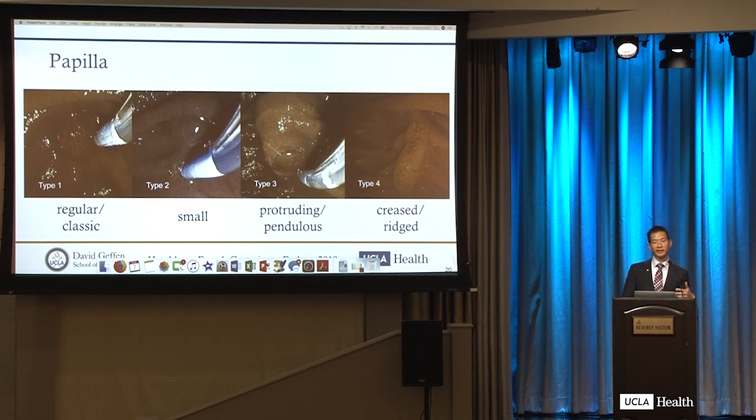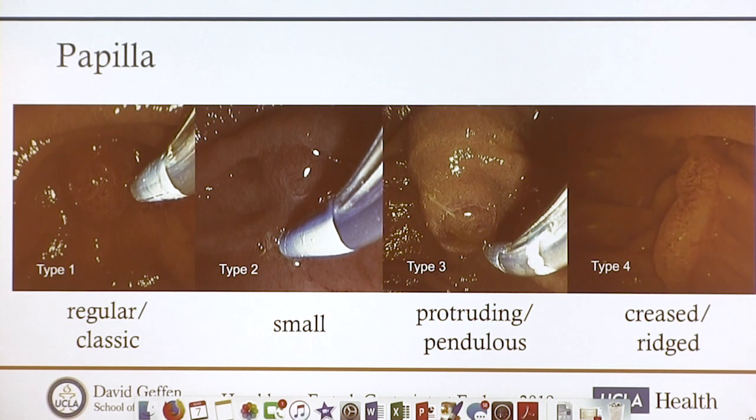They tried to classify different types of papillas to determine if they had a bearing on how difficult biliary cannulation was. So they defined the papilla as 4 different types. You have the regular classic type 1, the type 2, which is a small little papilla, like a button papilla. Type 3 is the protruding or pendulous papilla, and type 4 is creased or ridged.